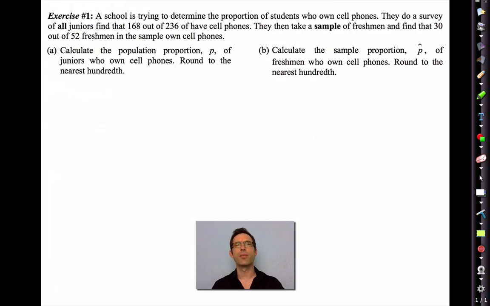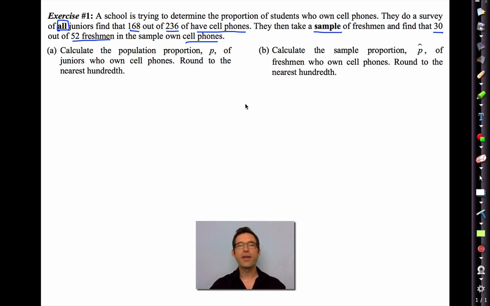A school is trying to determine the proportion of students who own cell phones. They do a survey of all juniors. Notice all in boldface there, all juniors, and find that 168 out of 236 have cell phones. They then take a sample of freshmen, and find that 30 out of 52 freshmen in the sample own cell phones. All right, letter A, calculate the population proportion, P, of the juniors who own cell phones. Go ahead and do that.